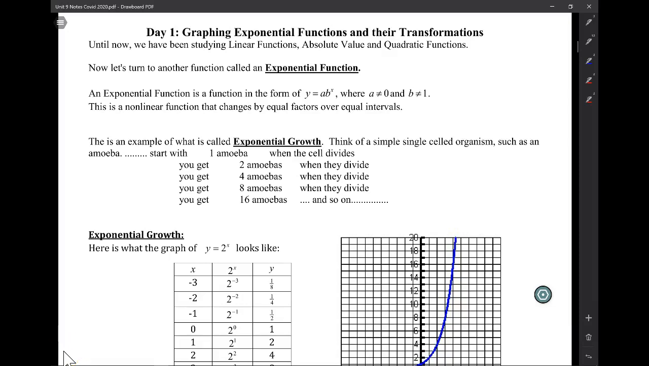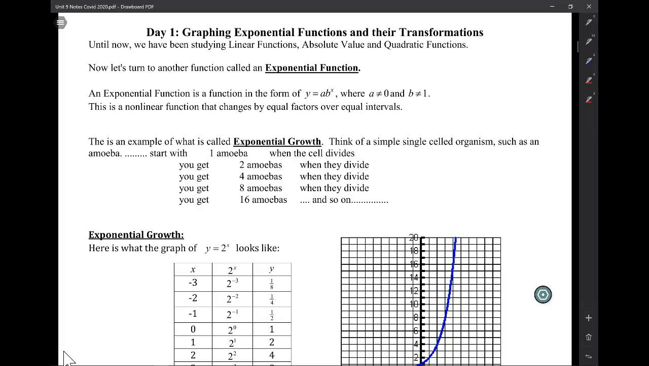Hello and welcome to Exponentials Unit 9, Day 1. Today what we are going to be doing is graphing exponential growth and decay functions, talking about their different transformations, and how to write the equation of an exponential using those transformations.